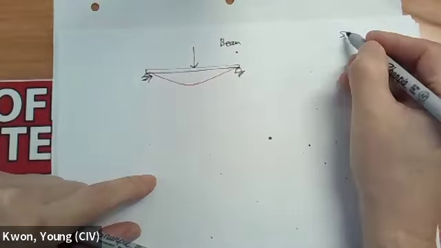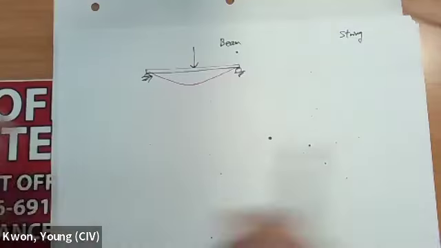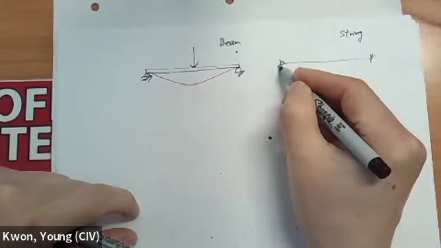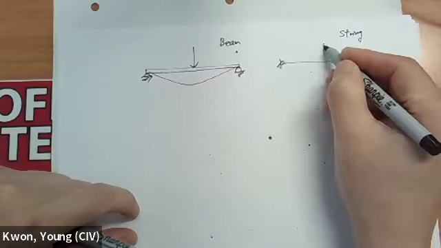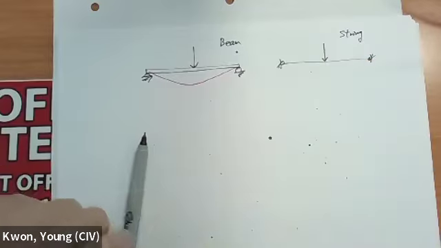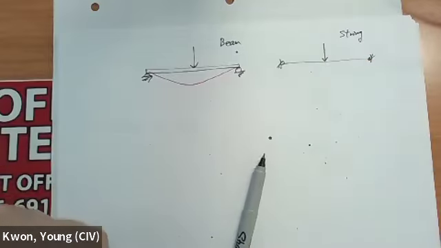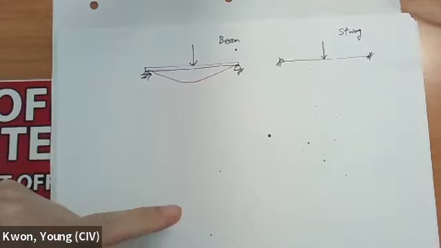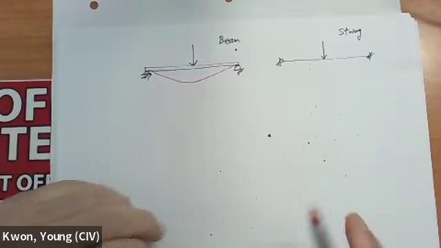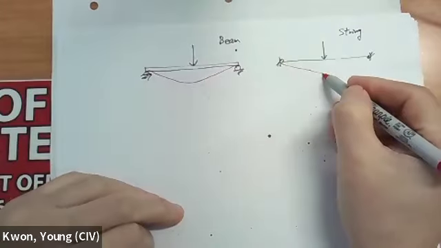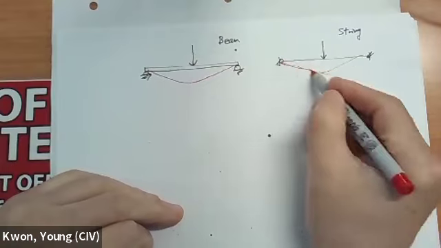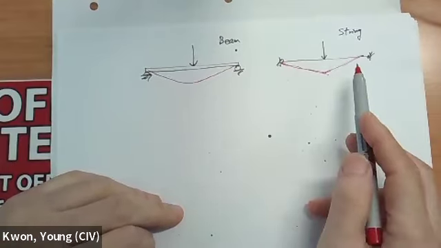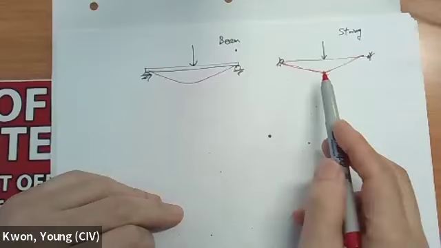Now, if I have a string, fixed at both ends, and I apply a force, what kind of deformation do you expect? The same thing as that? It would be more sharp, like a V, like this, right? So what is the difference between the two?